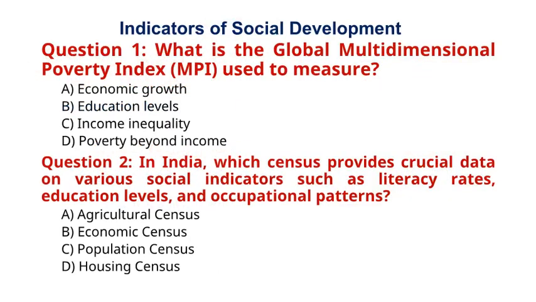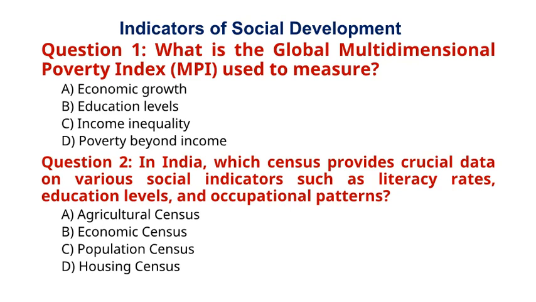Let's attempt to solve some important MCQs one by one, focusing on the topic indicators of social development. Question 1. What is the Global Multidimensional Poverty Index, MPI, used to measure? A. Economic growth. B. Education levels. C. Income inequality. D. Poverty beyond income. The correct answer to question 1 is option D. Poverty beyond income.